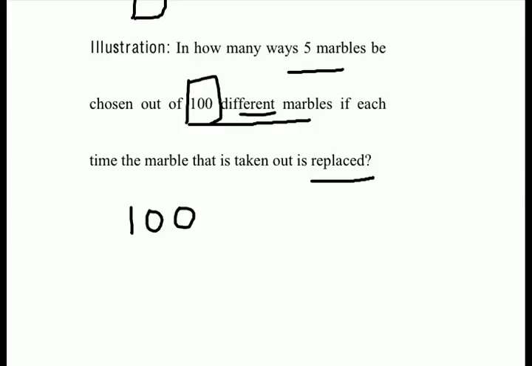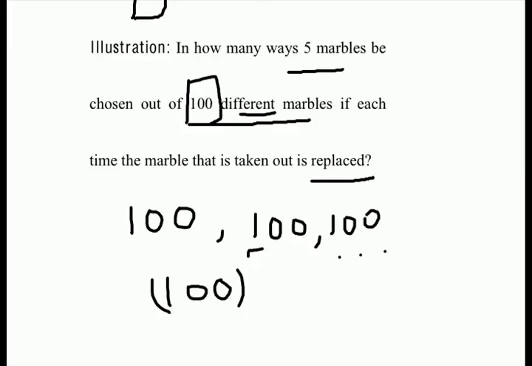Now, you put the first marble back because it is replaced. And then when you take out the second marble, you've again got 100 marbles. So how many ways can the second marble be taken out? Again 100. And the third marble, again 100, because each time you're taking out a marble, you're replacing it. So this goes on 5 times. So the answer would be 100 multiplied by itself 5 times. So 100 to the power of 5.